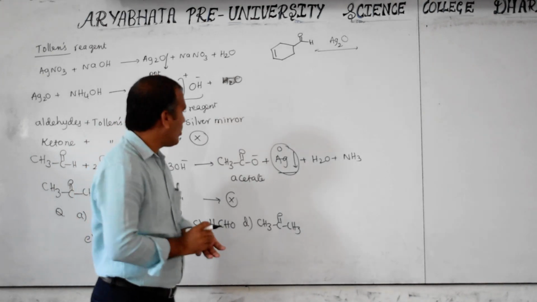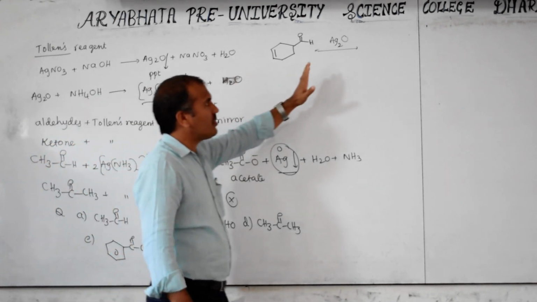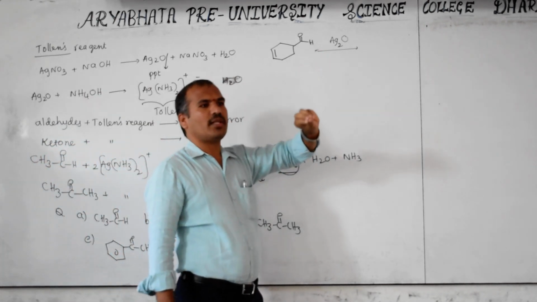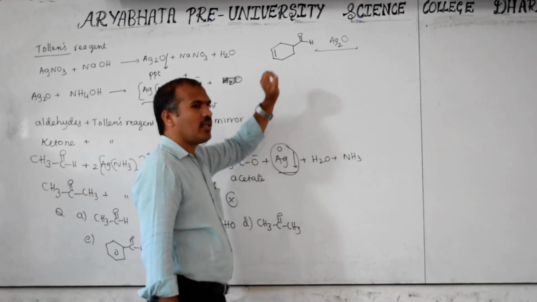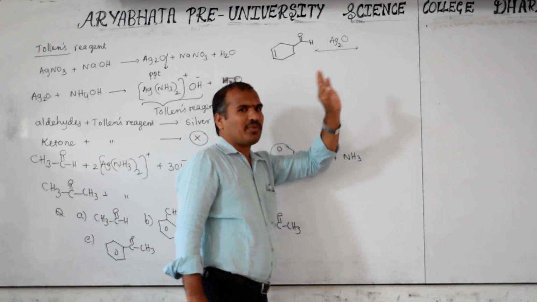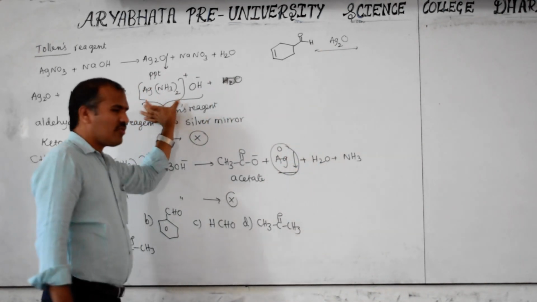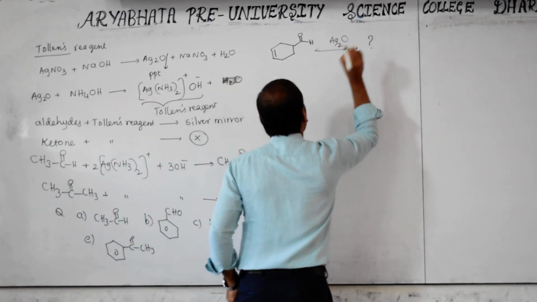This is the represented form. The actual Tollens reagent formula is whatever this is. But sometimes they will represent it like this also. You have to consider this a Tollens reagent. Or sometimes they will give AgOH also. Then you have to consider it a Tollens reagent. These are concrete examples. In the PUC exam you have to strictly follow this formula. Then what is the product formed here?